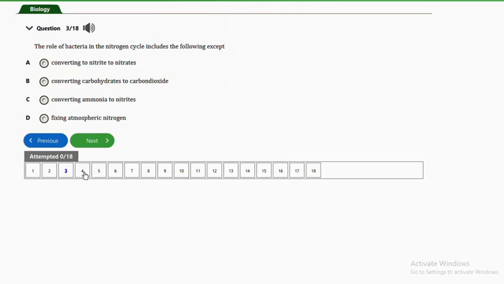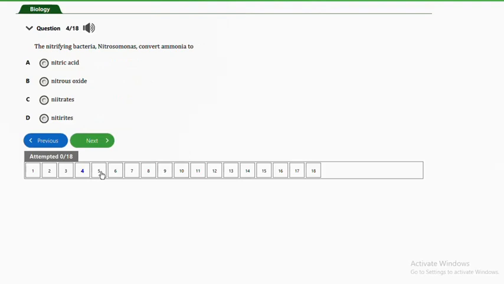That's question number 3. The question says, the role of bacteria in the nitrogen cycle includes the following except option A, converting nitrites to nitrates, B, converting carbohydrates to carbon dioxide, C, converting ammonia to nitrites, D, fixing atmospheric nitrogen. So guys, the bacteria has all the functions listed here except that of B, that is converting carbohydrates to carbon dioxide. So this is not the function of bacteria in the nitrogen cycle. So guys, the correct answer to this question is option B.